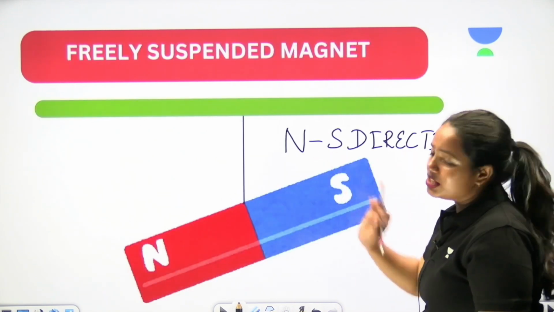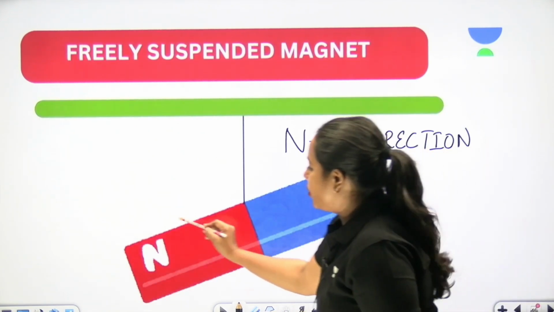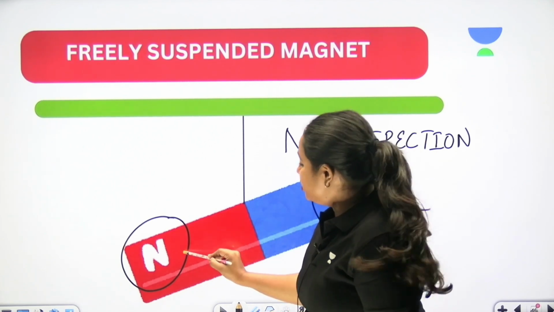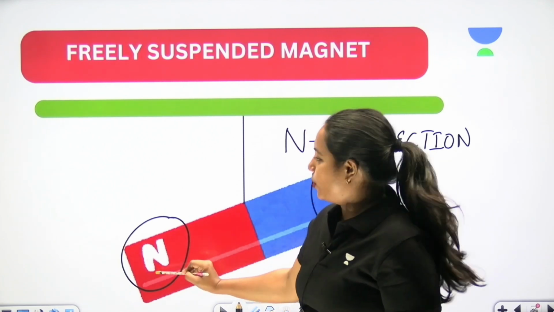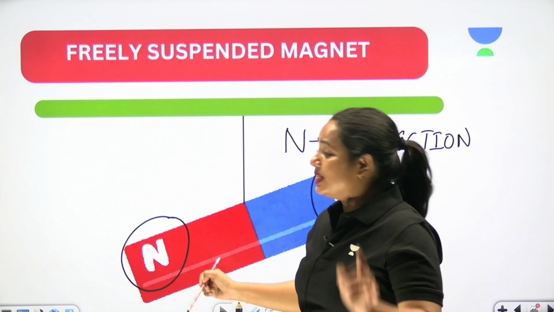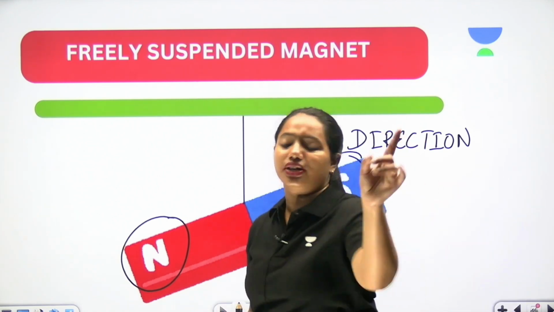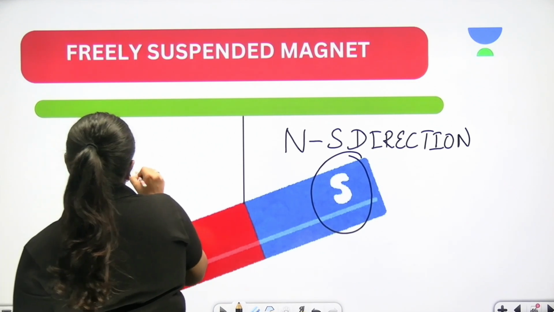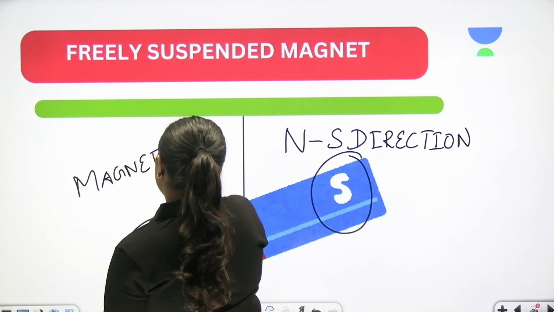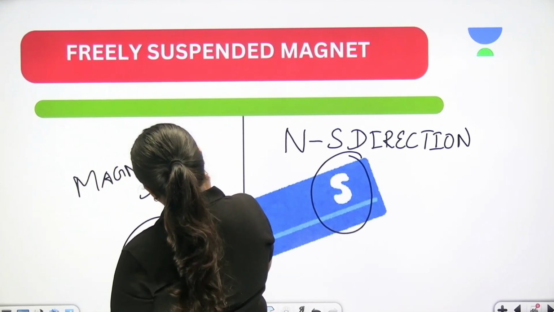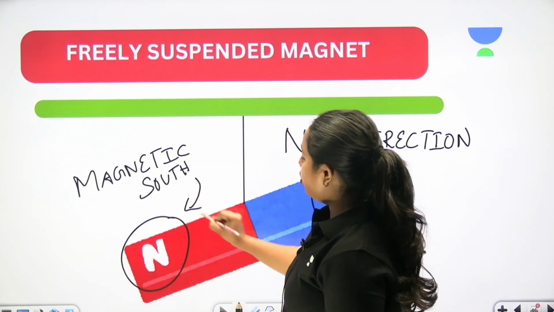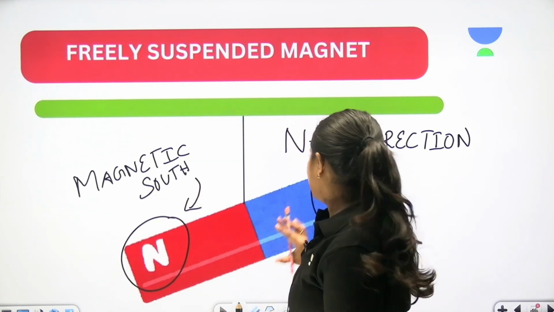Look at it. In this particular one, we can see that we have a north pole and we have a south pole. So this bar magnet's north pole gets attracted by the magnetic south of Earth. Please understand, magnetic south gets attracted to the north pole of the bar magnet.